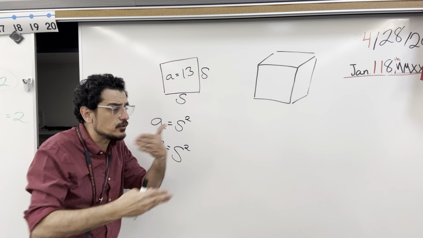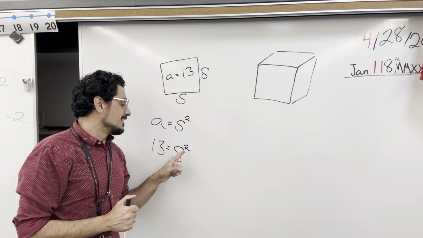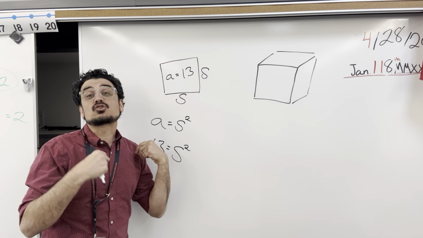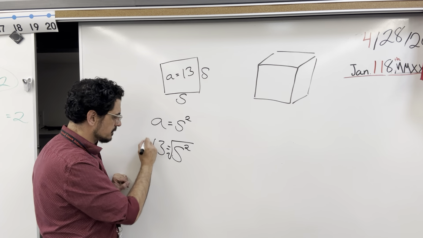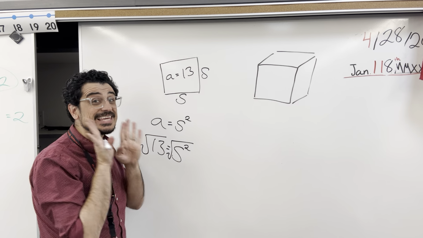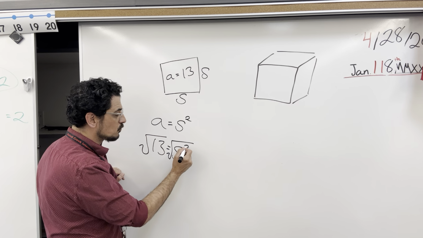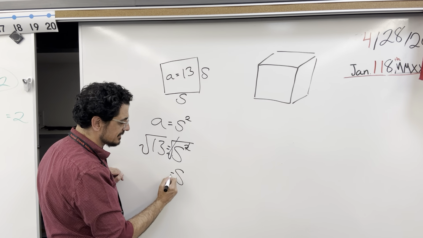So what's the inverse of multiplying times itself? What's the inverse of a square? Well, it's called a square root. So I'm going to put a square root around both of these, because if I do it to one side, I have to do it to the other side of the equal sign. Now, square and square root end up canceling each other out, leaving me with just S on this side.